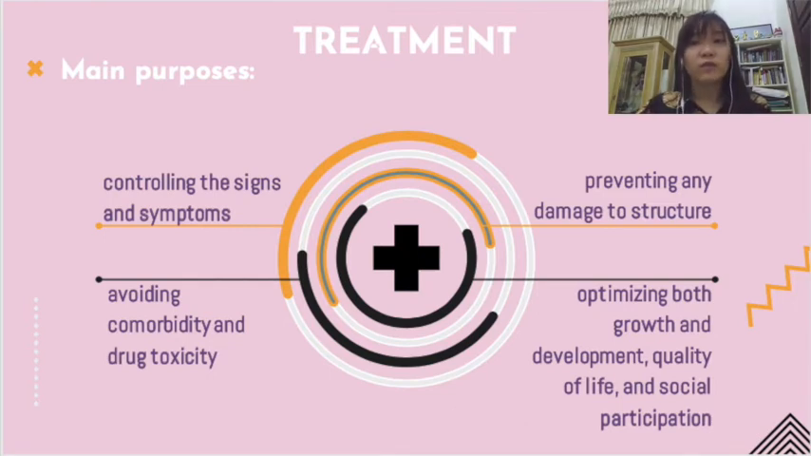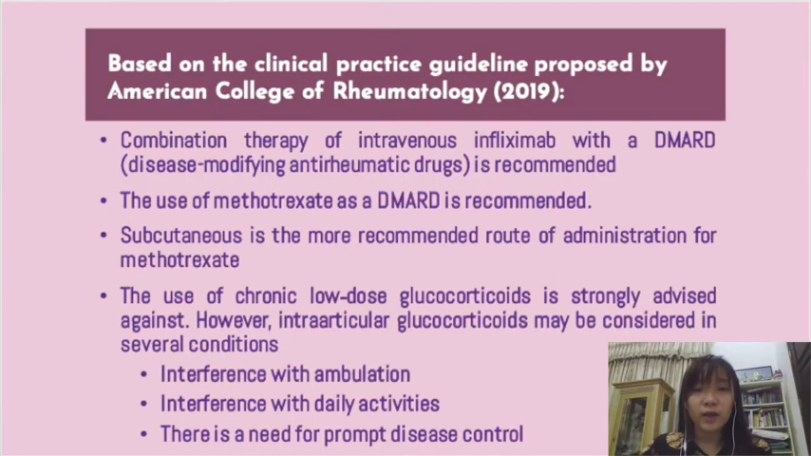Some main purposes of JIA treatment include controlling symptoms, preventing structural damage, and optimizing growth, development, and quality of life. Based on the clinical guideline by the American College of Rheumatology, there are several treatment options. Combination therapy of intravenous infliximab with a DMARD, disease-modifying anti-rheumatic drug, is recommended, with subcutaneous methotrexate as a favored DMARD, which is preferred over leflunomide and sulfasalazine for its safety.